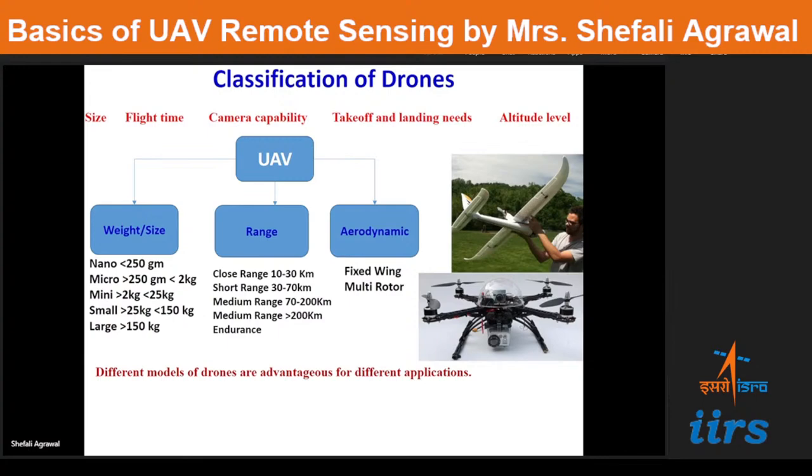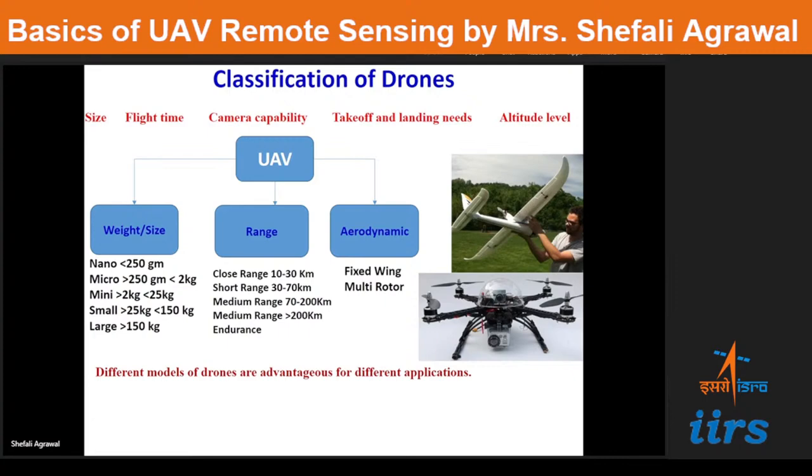The nano drones are just hobby drones. These drones do not require permissions for flying. If it is not installed with a sensor, then you can fly it as part of a hobby club without requiring any permissions from the DGCA, the Directorate General of Civil Aviation. But the moment a sensor is installed, it is in the range of micro, mini, small, and large. You need appropriate permissions to fly these drones.